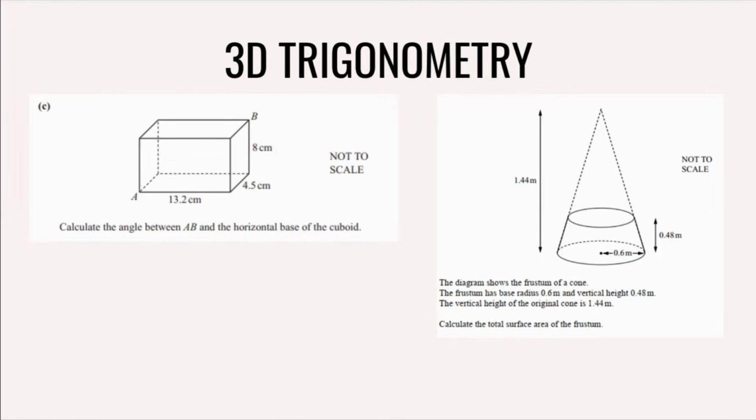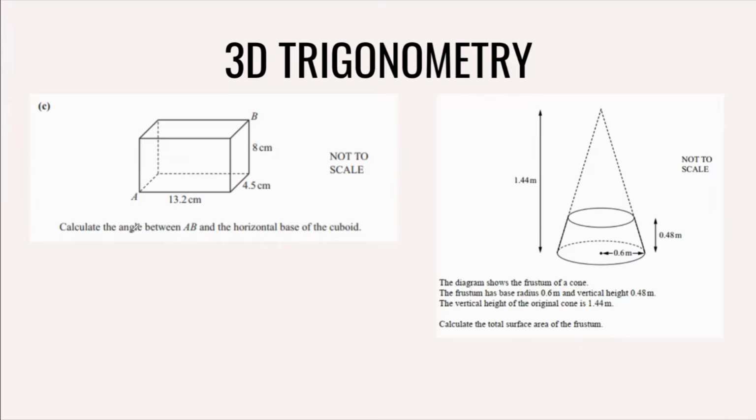So in this video, I'll be discussing the 4 different types of shapes that I came across in past papers. We have a cuboid, a cone, a pyramid, and a prism. In a cuboid, the type of questions, as you all know, can be like find the angle between a line and the base, or find the angle between any two lines, stuff like that.